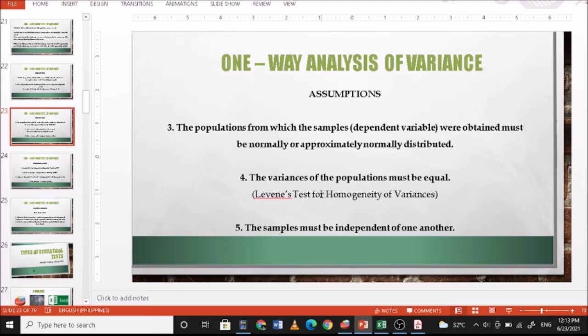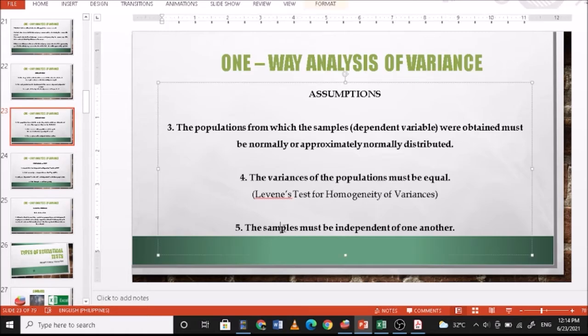So it should be greater than 0.05. If your homogeneity of variances is less than 0.05, then we cannot use analysis of variance. You must use the Kruskal-Wallis test instead, which we're going to discuss in the next video. Then, assumption 5, the samples must be independent of one another. Meaning if you have a respondent in plan A, the same respondent cannot also be in plan B or plan C. So they should be unrelated groups, independent of one another.